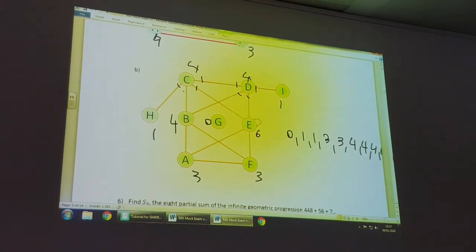I like weight. Weight? There are no weights in this one. Weight is always the cost of traveling from one place to the other. There are no numbers on the edges.